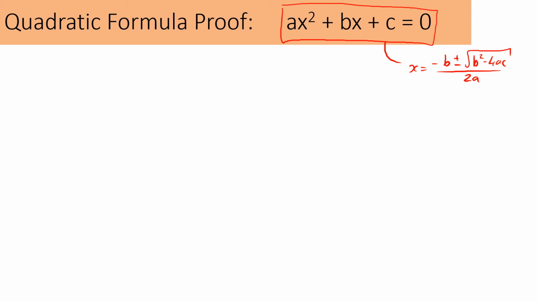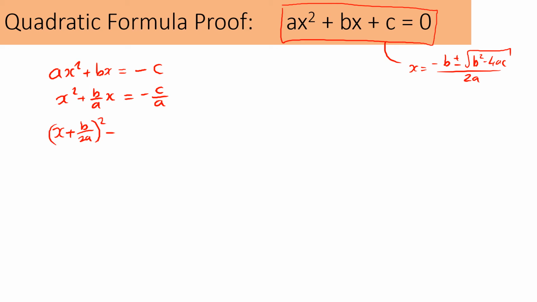So, we'll start by subtracting the c to the other side. We're then going to divide by a, just like we did before, and that's going to divide everything by a. And then we can complete the square with the left-hand side here. Now remember what I said with a fraction, if you're halving it, that just doubles the denominator. So this would complete the square to x plus b over 2a in a bracket squared, and then take away b over 2a all squared.